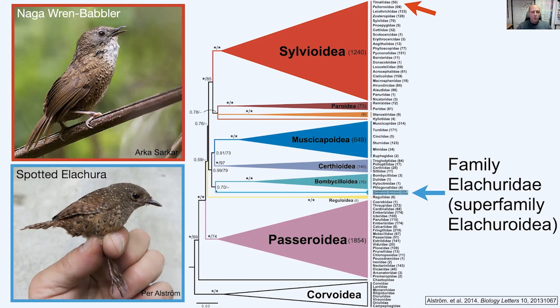As you can see here, there's poor support for the branching orders here, but the study by Oliveros et al. 2 years ago showed that it's actually sister to the Muscicapoidea. So very weird case here.